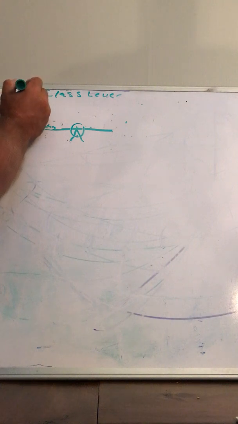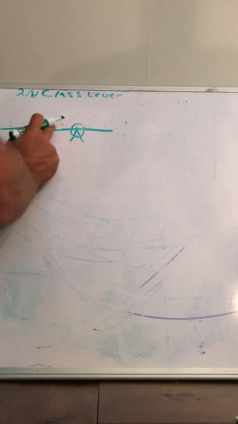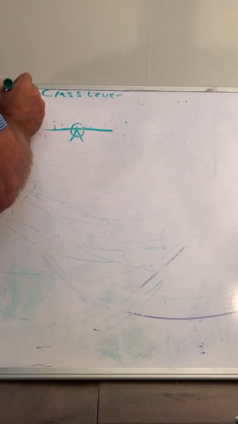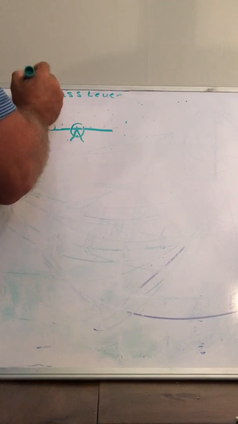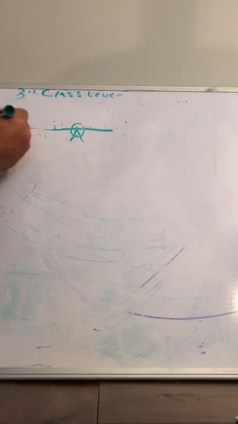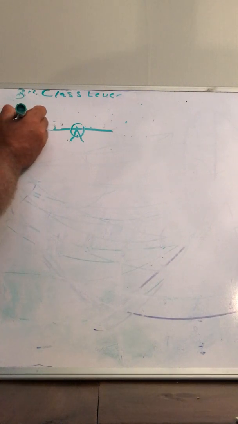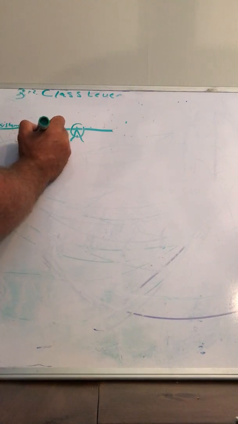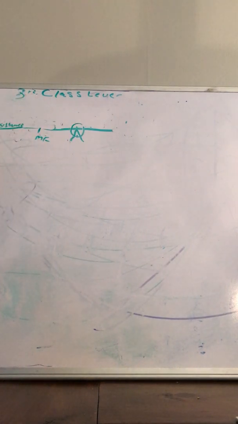Third class lever, we're going to change the muscle force and the resistance force. So now the resistance force has a longer moment arm because we're right here, and the muscle force has a shorter moment arm. Next couple of slides, you will see diagrams of second and third class levers.